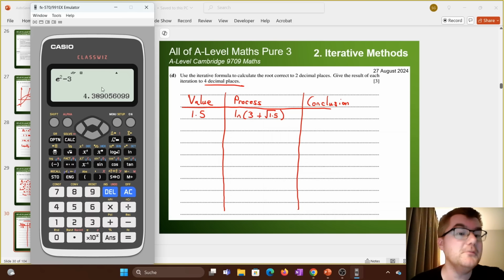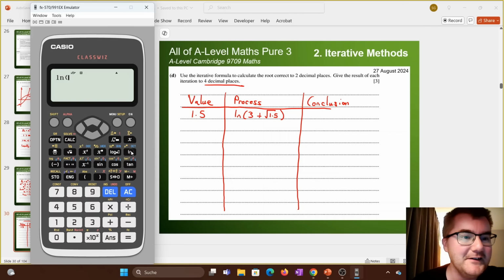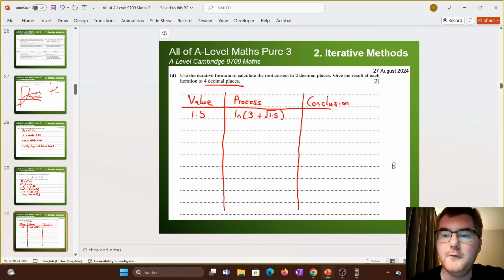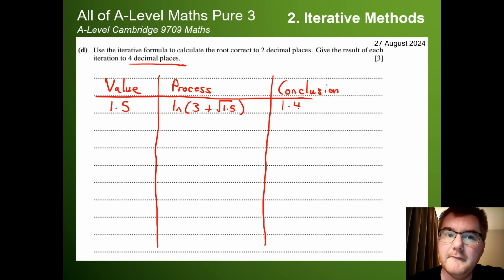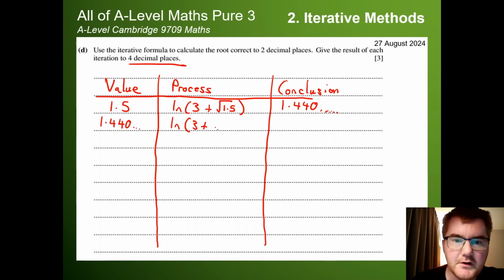So again, we are using the natural log button. I told you we'd use it a bit later on. So we've got the natural log of 3 plus square root of 1.5, which is going to give us an answer of syntax error, which is not good. So, okay, let's go back because we're putting brackets in the wrong places. So there we are. Use the arrow key, and there we are, 1.440. Notice 4 decimal places with the iteration, and so we're going to now use 1.440 in our next iteration, like so, writing in the steps.